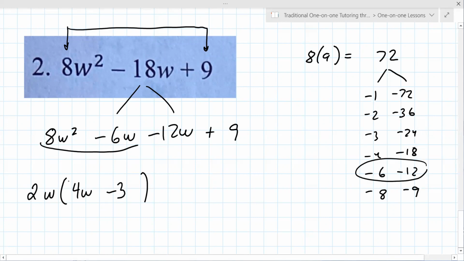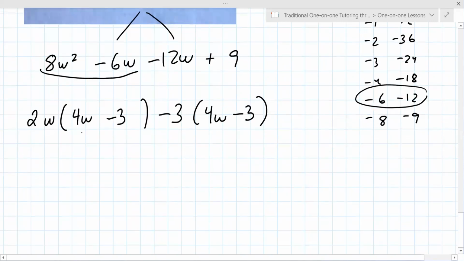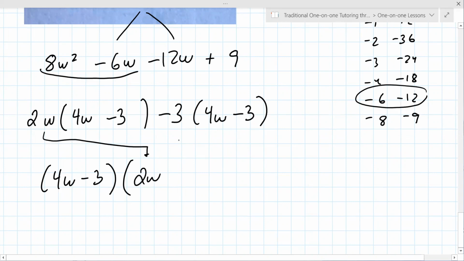Okay. Now you immediately write what's in parentheses over here. 4w minus 3. And you figure out what goes in here such that when you multiply it in, it goes into both of those. -3 because it's -12. Very good. And then this is maybe the hardest part. Do you see how both of these have a 4w minus 3 in them? Uh-huh. You factor that out. And then what's left over? The 2w and the -3. And then it's done. That is considered done. All right.